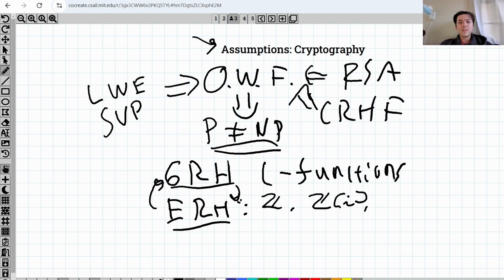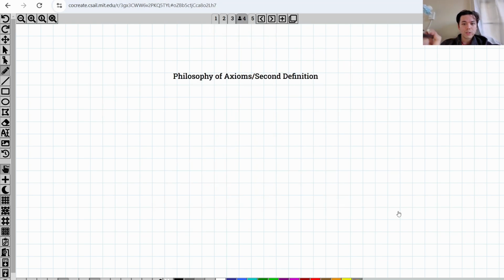So assumptions, although they're technically the same as axioms in that they're mathematical statements that we assume without proof, the way we treat them is very different, in that we don't think of them as inherently true in and of themselves. We think of them as almost like aspirations or conjectures that we hope to be able to prove later. So, going to the next page.